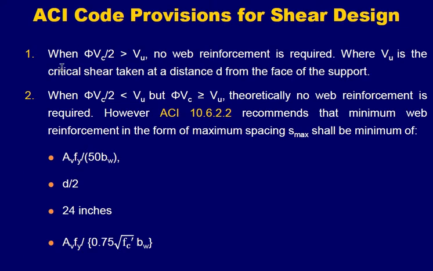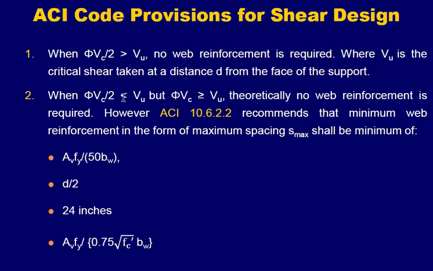Okay, so the first case is when φVc divided by 2 is greater than Vu. If φVc by 2, half of the concrete capacity, is greater than your critical shear, then no web reinforcement is required. You do not need to provide any shear reinforcement in the beam, where Vu is the critical shear taken at a distance d from the face of the support.